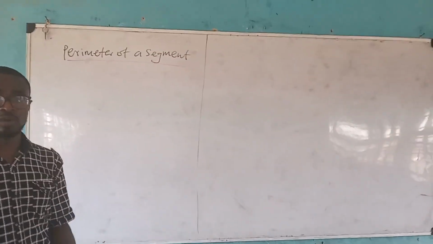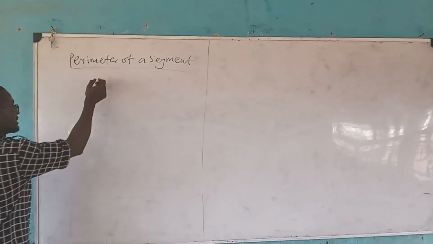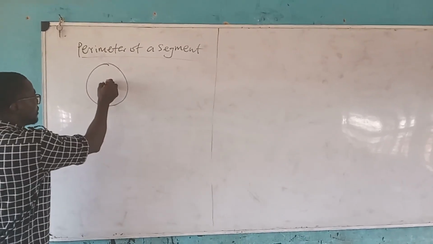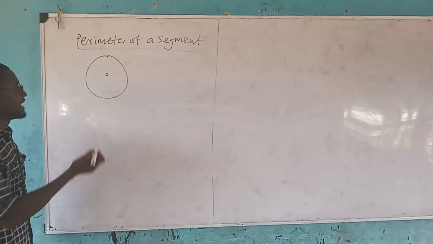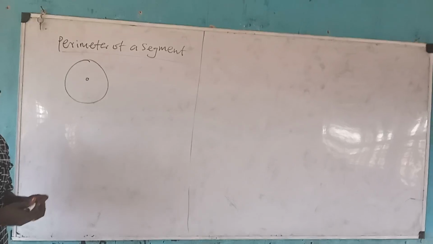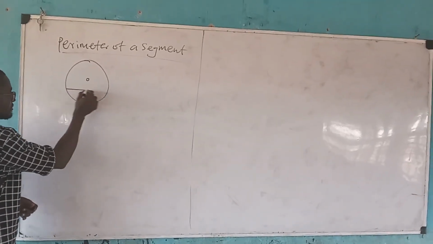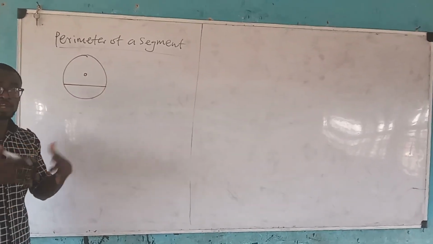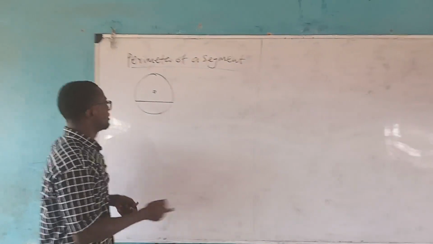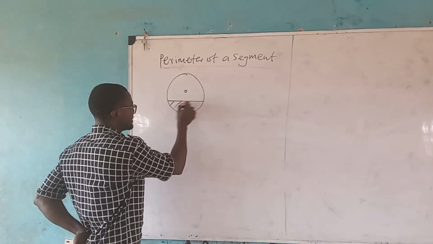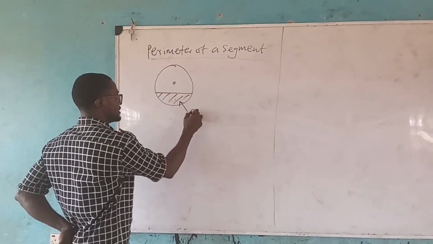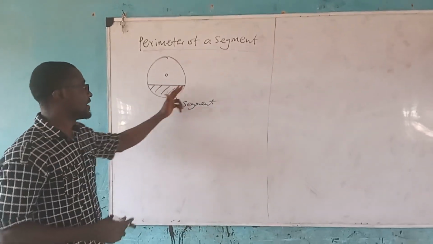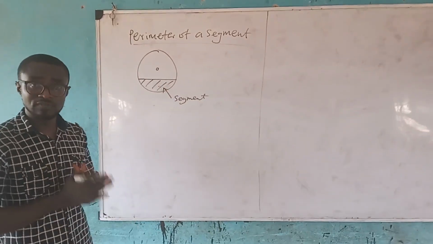Now, when you hear the word segment, what comes to your mind? Let's take a sketch here. Looking at this sketch, this is a circle, okay? A circle having a center like this. If a line is drawn such that it does not pass through the center of the circle, like this line that is drawn, it divides this circle into two unequal parts. This portion here is called a segment. Now, you might be wondering, how do we find the perimeter of this segment? It is very simple, not difficult.